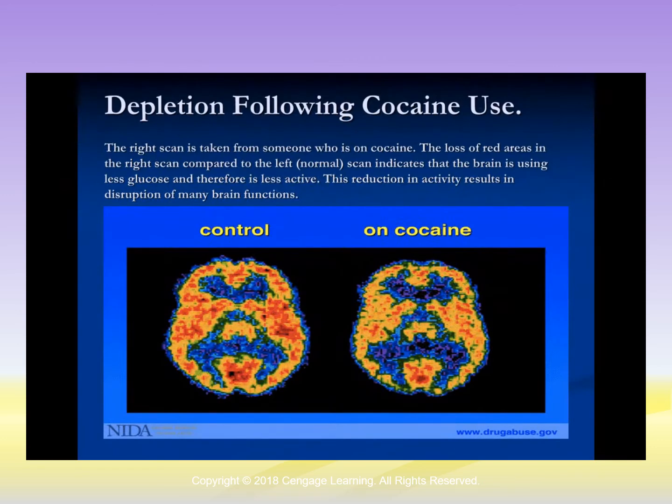Okay, so I mentioned right when we started that there's some fantastic brain scans out there that really depict what's going on, and you can see them over the course of time. And you can see which areas of the brain have increased or decreased activity. So the right scan is from someone that's currently using, and the loss of red area shows that there's less glucose and it's less active. Okay, and that means that it can disrupt many different brain functions. So we see more black here, more purple, but a lot less red. So I encourage you to look at those brain scans.